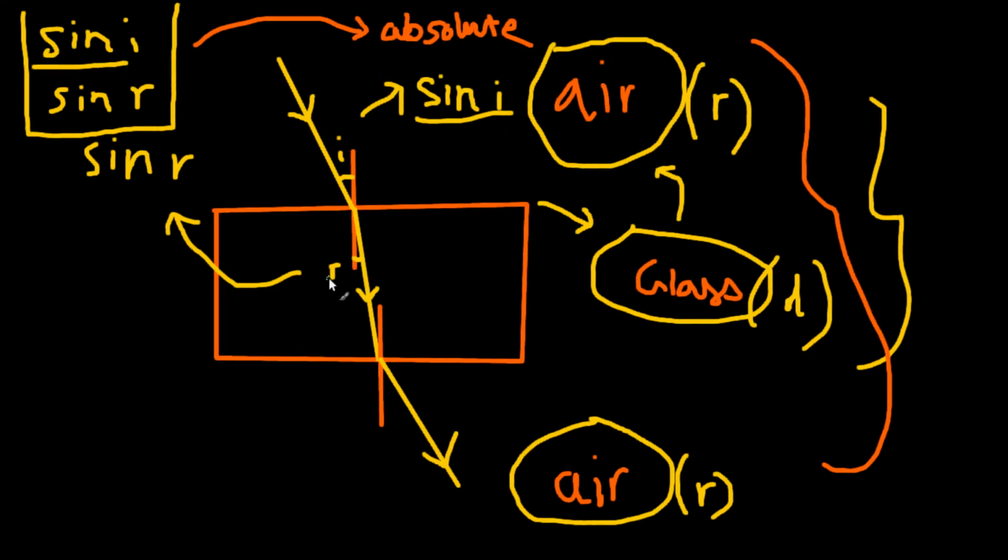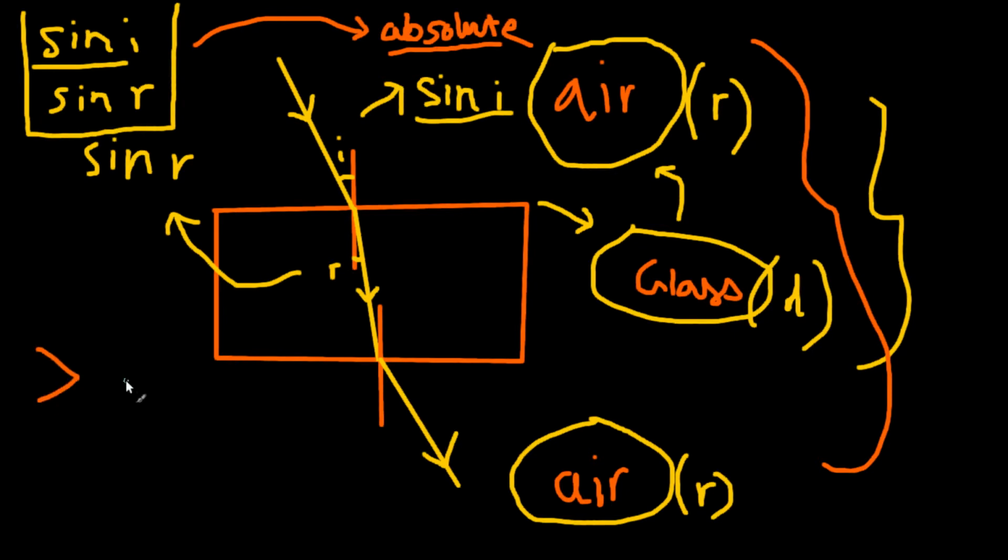If you have the absolute refractive index of any substance, whether it's glass or water or oil or whatever, if it's lesser, the light is going to bend lesser in it. If it's more, it's going to bend more in it. And another point here is that the refractive index of anything with respect to air or vacuum will always be greater than 1.